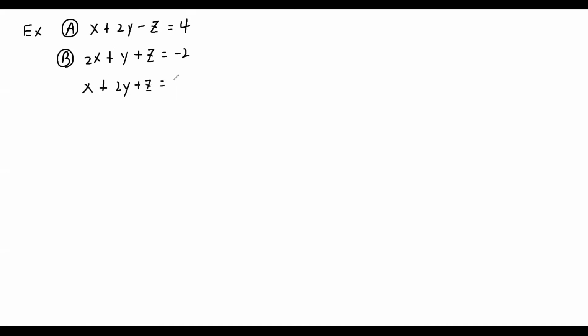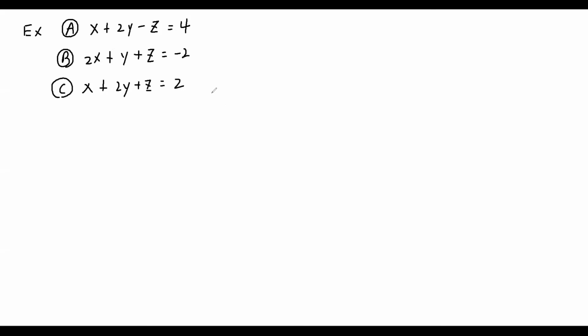So let's take a look at an example. x plus 2y minus z equals 4. Let's name this equation A. 2x plus y plus z is equal to -2. Let's name this one B. x plus 2y plus z equals 2. Let's name this equation C. So 3 equations, 3 variables.